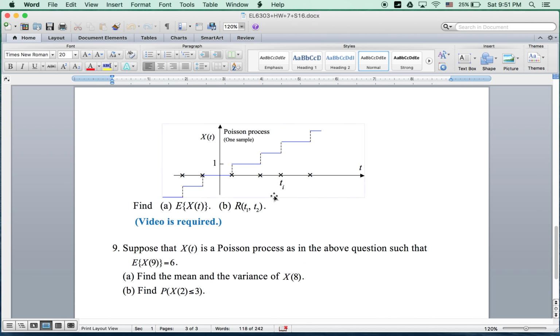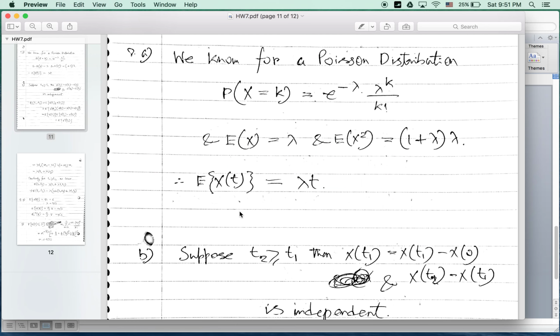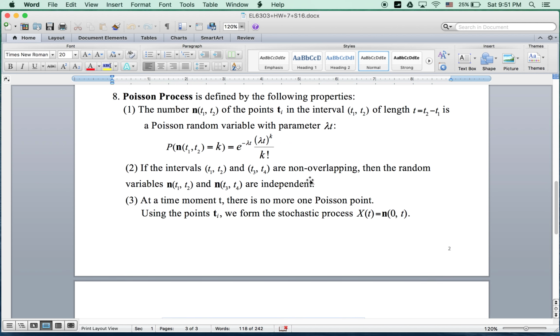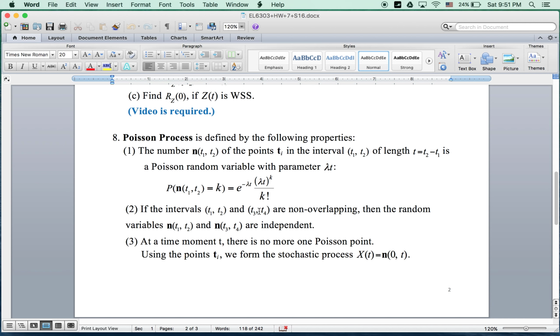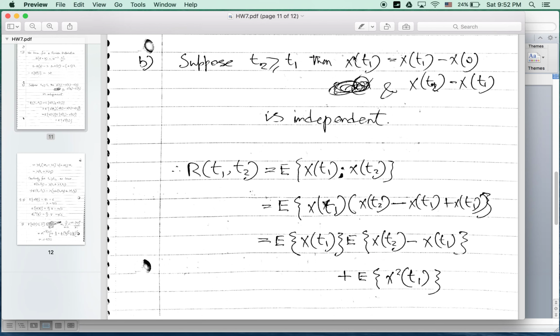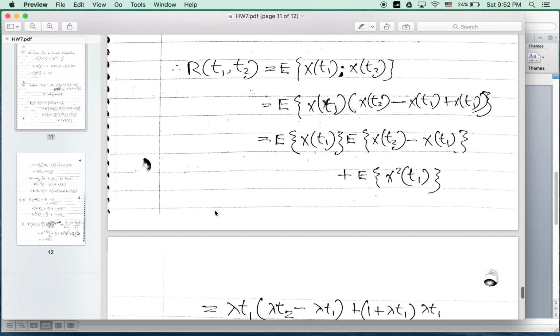Now let's look at the second question, which was to find the autocorrelation of the Poisson process. To calculate the autocorrelation, we suppose T2 is greater than or equal to T1. For a Poisson process, by definition, if (T1, T2) and (T3, T4) are non-overlapping, then N of (T1, T2) and N of (T3, T4) are independent. We use this fact. X(t1) can be written as X(t1) minus X(0), and we also have X(t2) minus X(t1). These two are independent by definition.